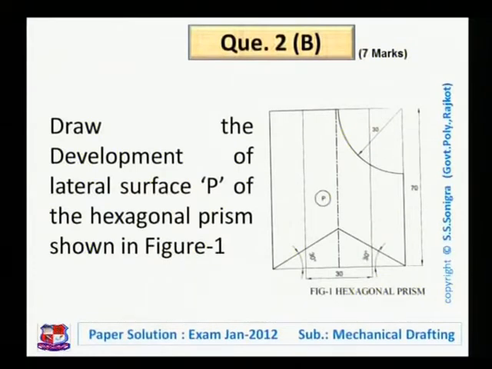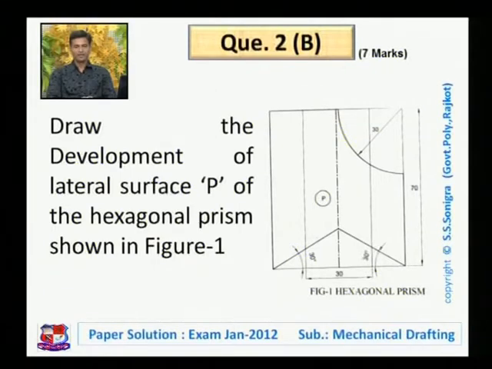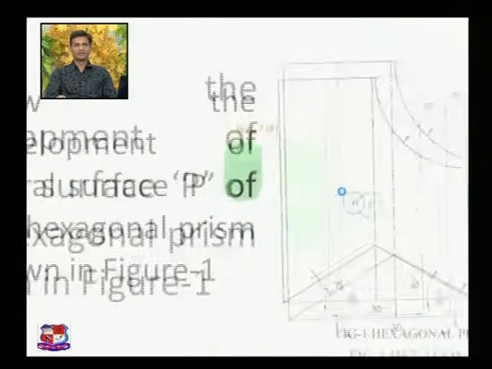Question number 2b asked for 7 marks. It is like this: draw the development of the lateral surface P of the hexagonal prism shown in figure 1. Here hexagonal prism is shown over here. It is cut at these places, 30 degree over here at 2 places, and here an arc is cut over here. So how to draw development of this hexagonal prism?